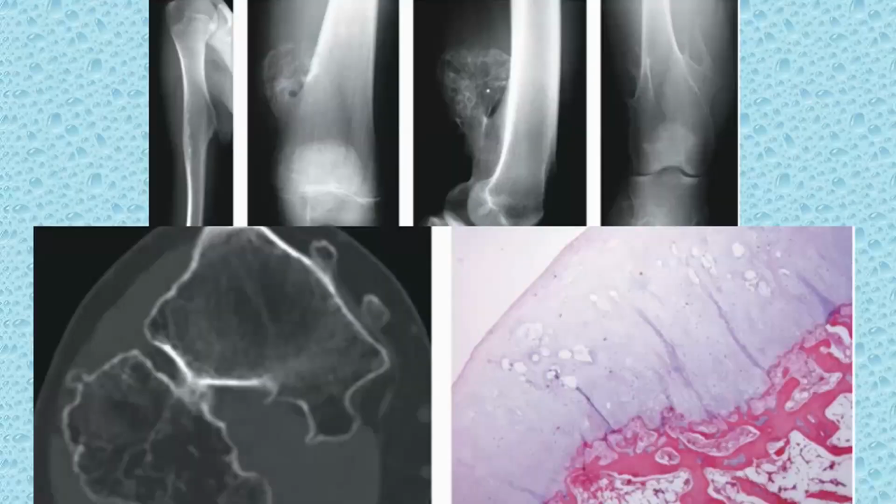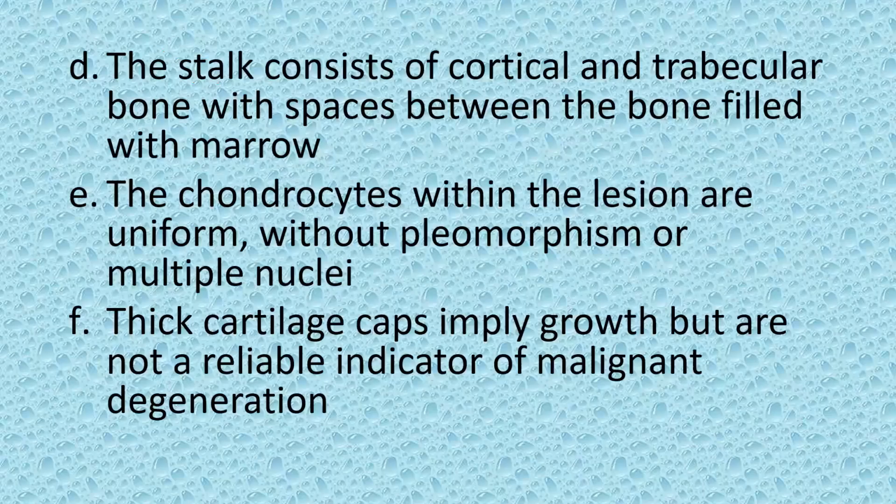Again, I'm showing you the same. The stalk consists of cortical and trabecular bone with spaces between the bone filled with marrow. The chondrocytes within the lesion are uniform without pleomorphism or multiple nuclei. Thick cartilage caps imply growth, but are not reliable indicators of malignant degeneration.